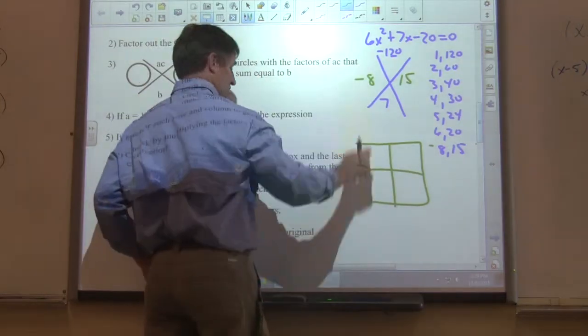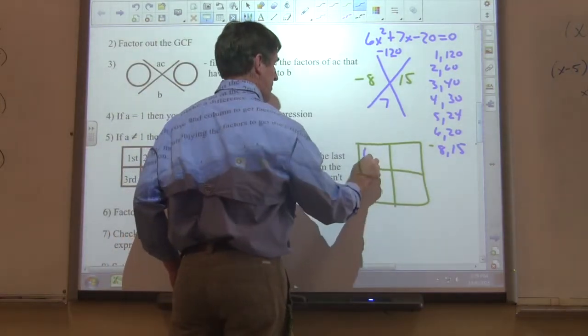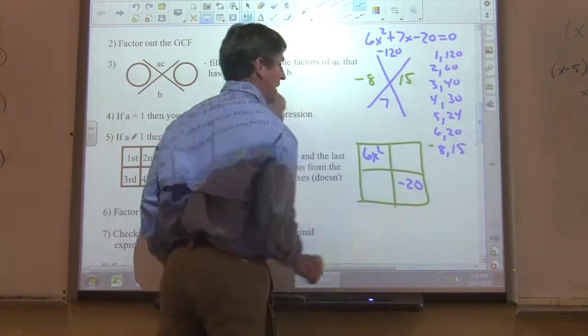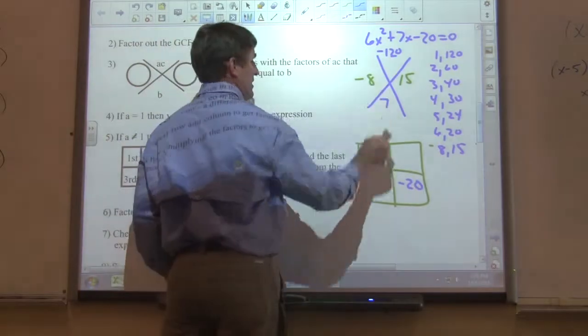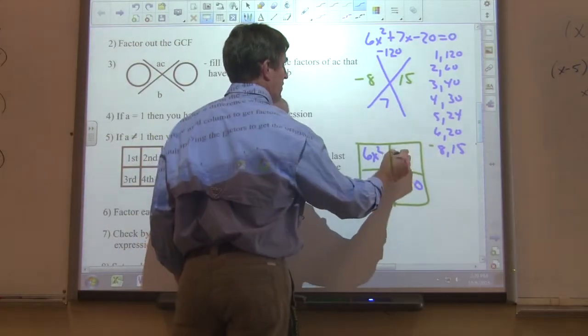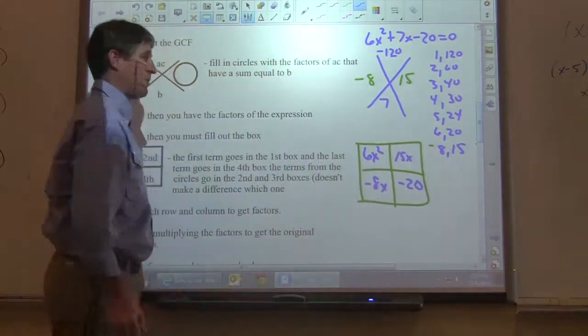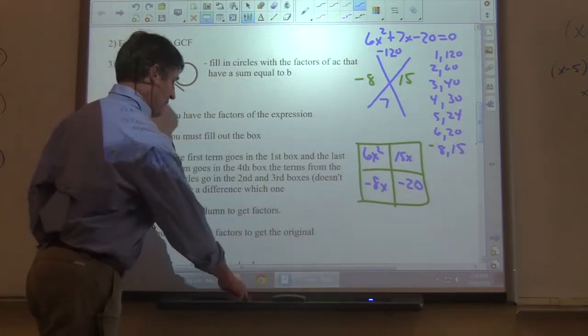First box has the first term, 6x squared. Last box gets the last term, negative 20, and again, it doesn't make any difference the order. I'm going to go 15x and negative 8x. Remember to put the x with those. Now we pull out, we factor those.